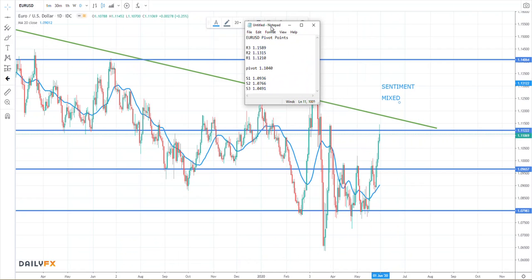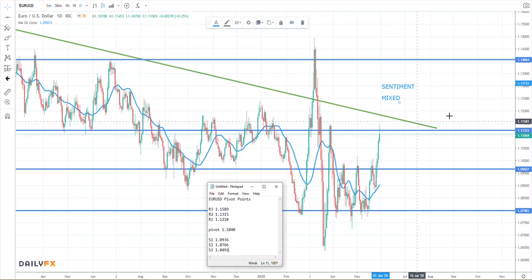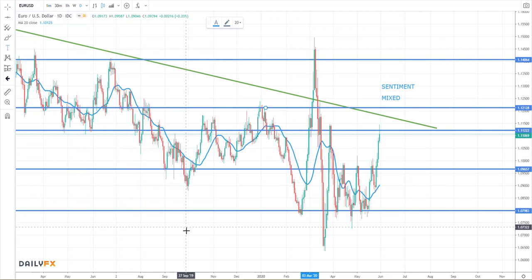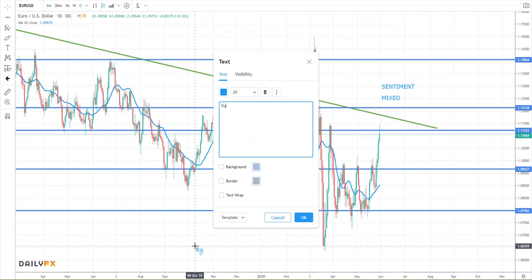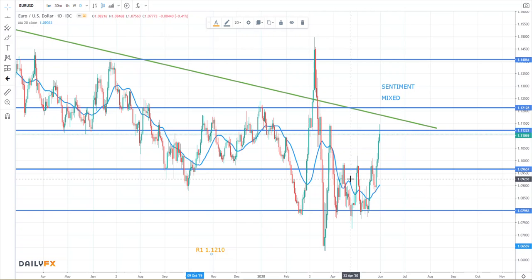So R1 is $1.1210. Right up in this range here is our R1. Map that in orange. So right there is our first resistance.